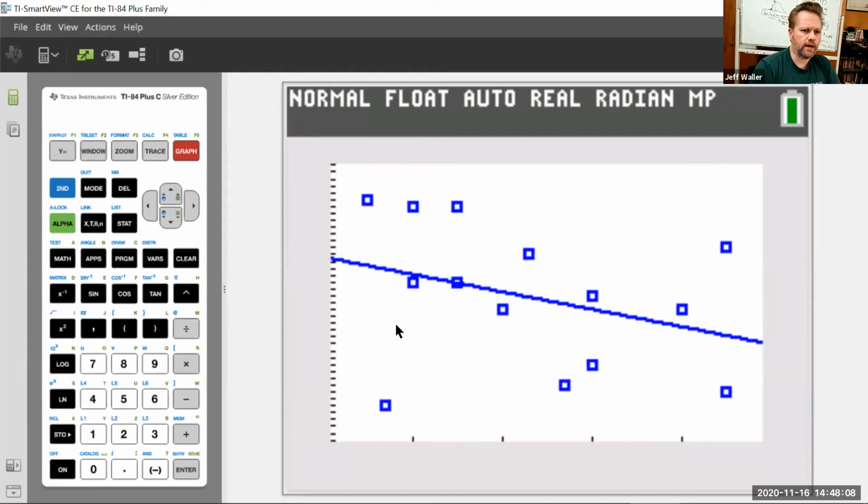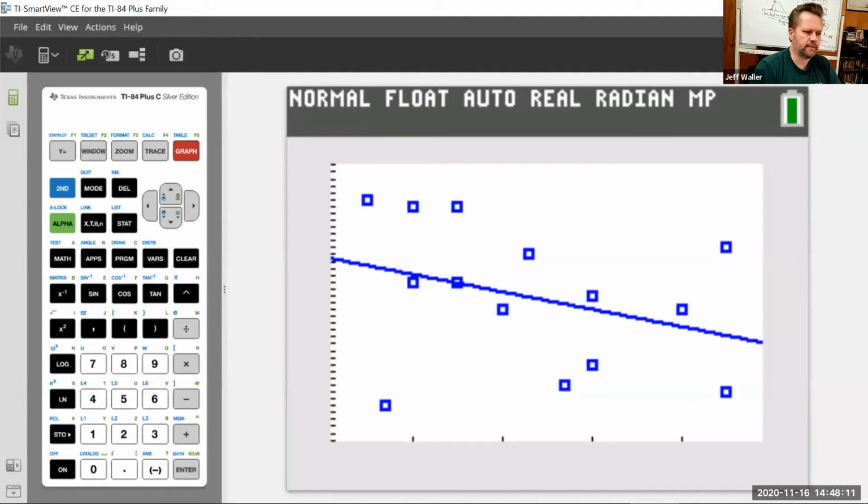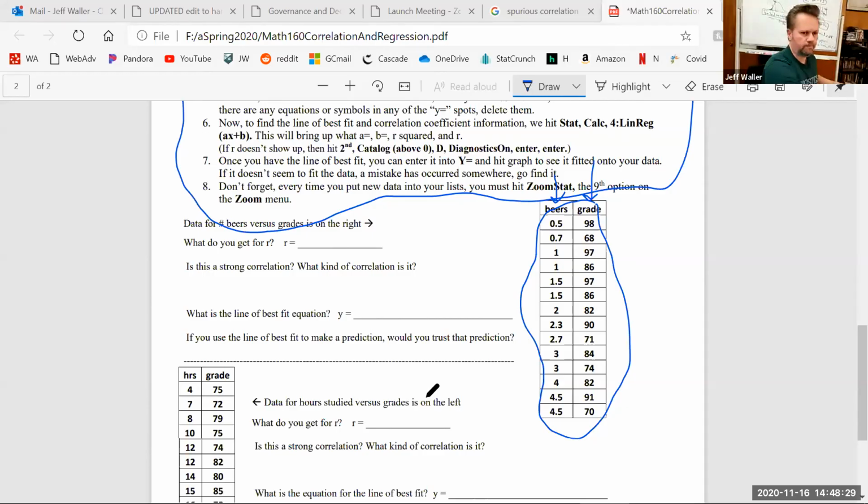So here, I want you guys to do the other problem yourself. Actually, wait a minute. Did we finish answering all these questions? I'm going to stop sharing this. Let's go back to this sheet. Where are you, sheet? There you are. Here we go. So we got negative 0.339, I think, right? Is this a strong correlation? No. What kind of correlation is it? No evidence of correlation.